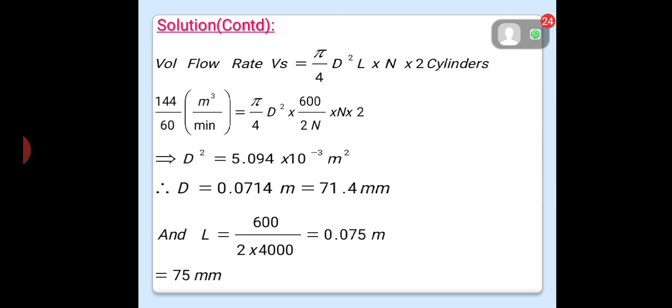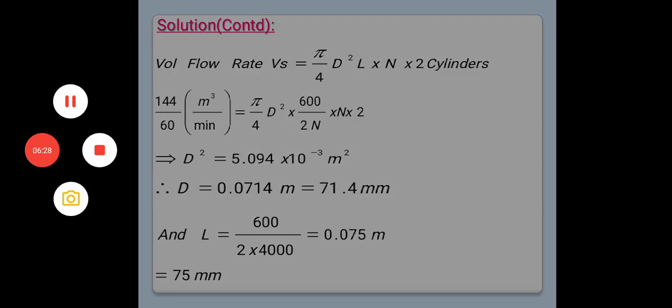Now we can calculate L is equal to 600 upon 2 into 4000. So we got the stroke length, that is 0.075 meter, which is 75 mm. So hence we can calculate the diameter 71.4 mm and the stroke length 75 mm.